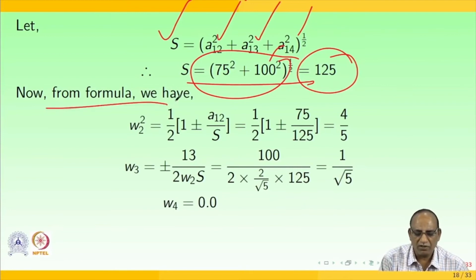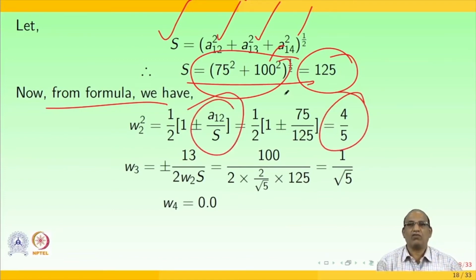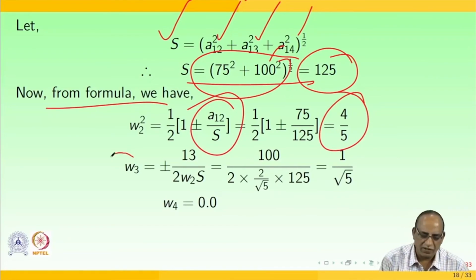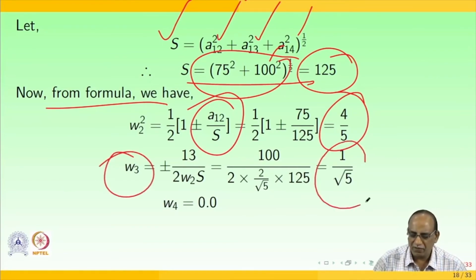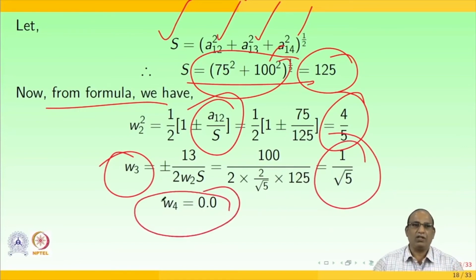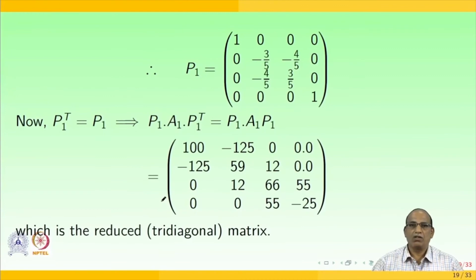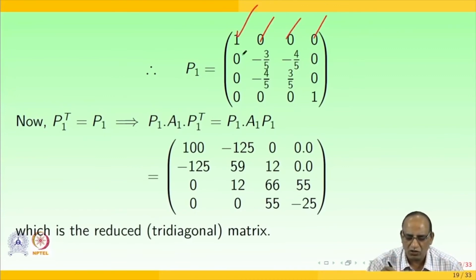Now from the formula we have W2 square is 1 by 2 times 1 plus or minus A12 by S. So ultimately we end up with the value 4 by 5. Similarly, when you do W3, you end up with a value 1 over square root of 5. So W4 happens to be 0. So you get a matrix P, that is 1, 0, 0, 0, 0, minus 3 by 5, minus 4 by 5, 0, 0, minus 4 by 5, 3 by 5, 0, 0, 0, 0, 1.